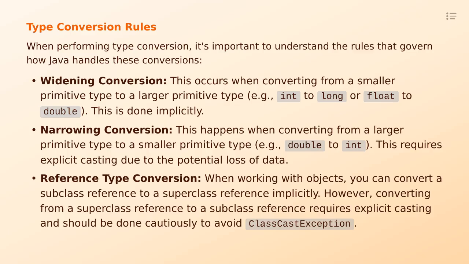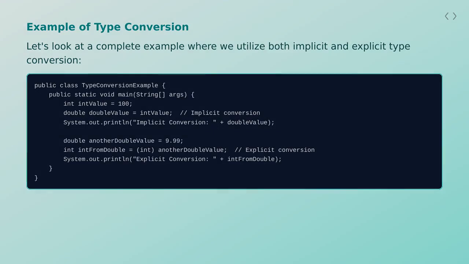Also, reference type conversion. When working with objects, you can convert a subclass reference to a superclass reference implicitly. However, converting from a superclass reference to a subclass reference requires explicit casting and should be done cautiously to avoid class cast exception.